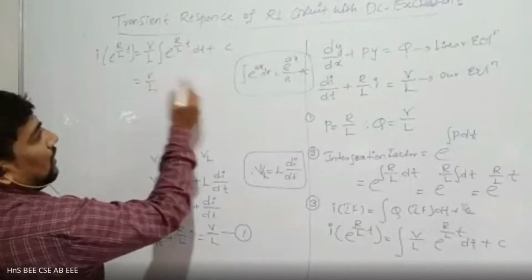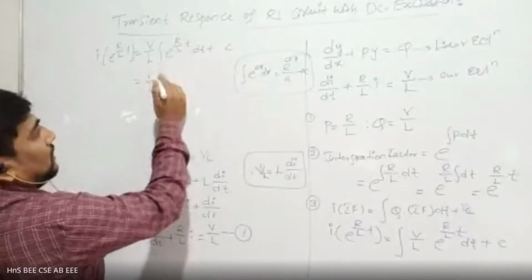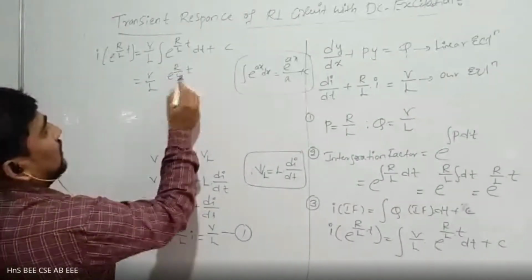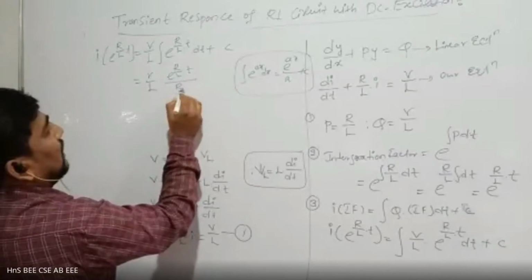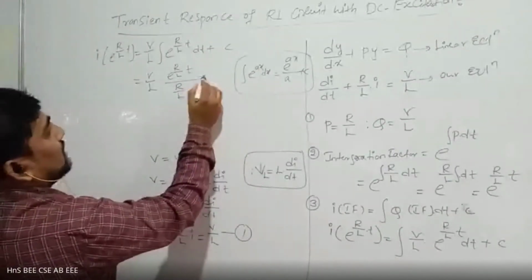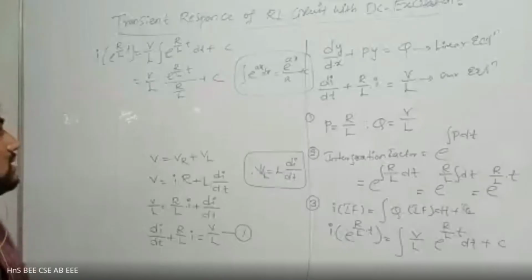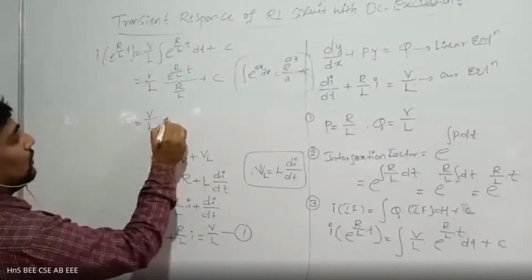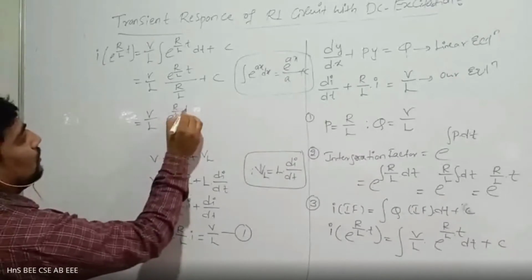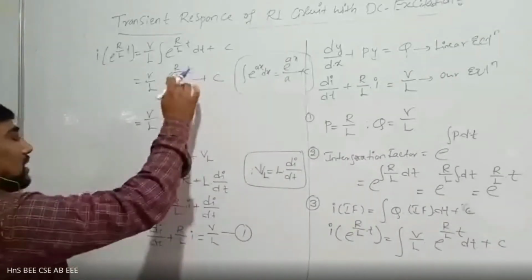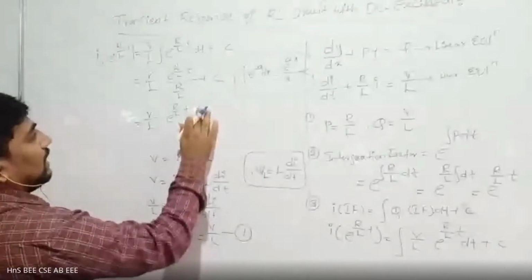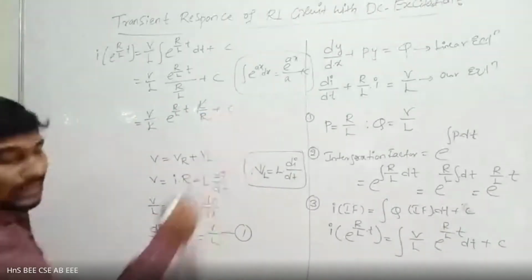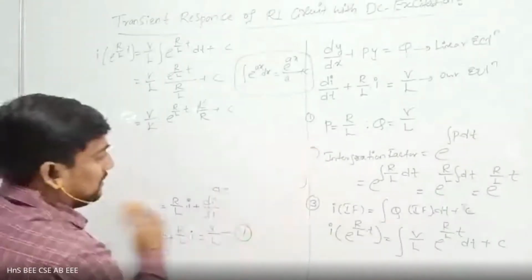Just apply this formula here, then we get e power r by L into t, divided by r by L, plus c. Then we get the answer, which equals v by L into exponential of r by L into t. The total denominator comes to the numerator, so it is reversed: L by r. L cancels, L cancels. Then we can get the answer.